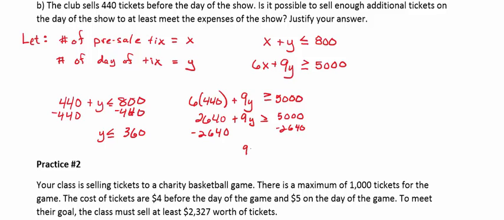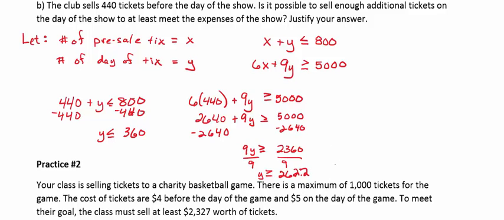We get 9y greater than or equal to 2360. So I'll put that, oops, losing my pen here, 2360. And then divide by 9 on both sides. And y is greater than or equal to 262.3. Sorry, 262.2.